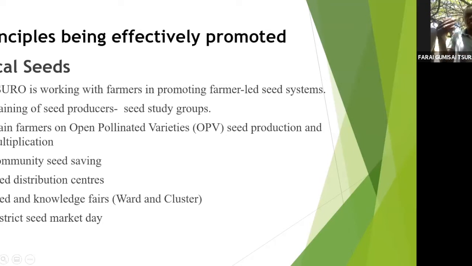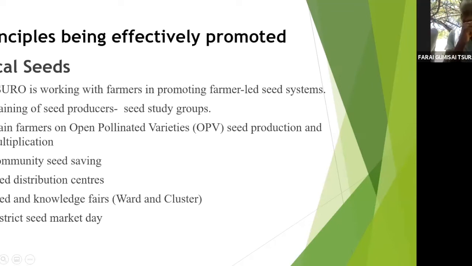Then from this seed, when we display the seed at market at ward level, we also go to cluster level, where a few individuals, say five farmers from a ward, would represent that ward. Then at district level, we have farmers coming together and showcasing their seeds there. It also creates a platform where farmers learn and exchange their seeds.